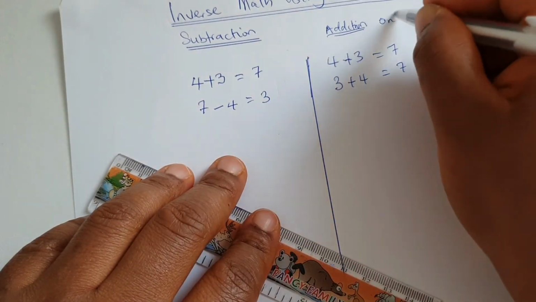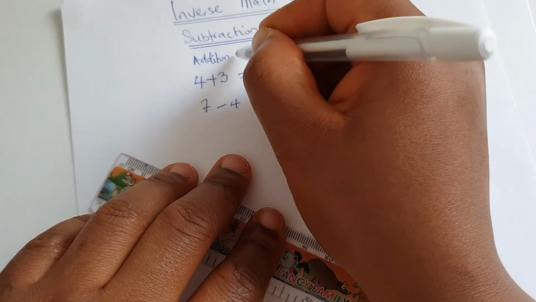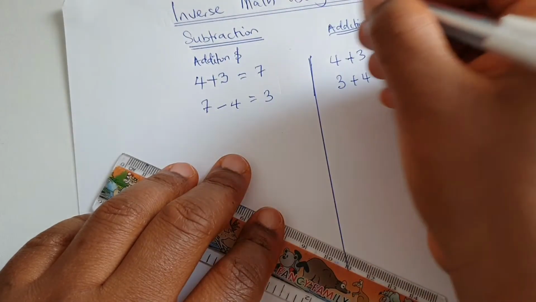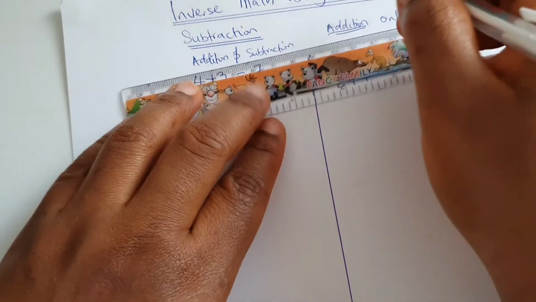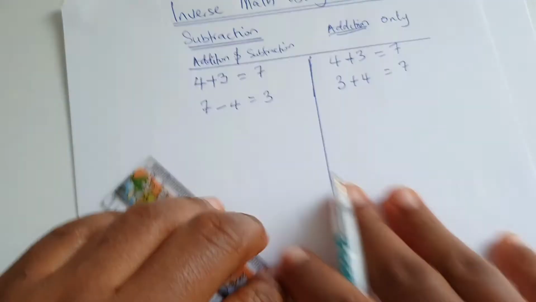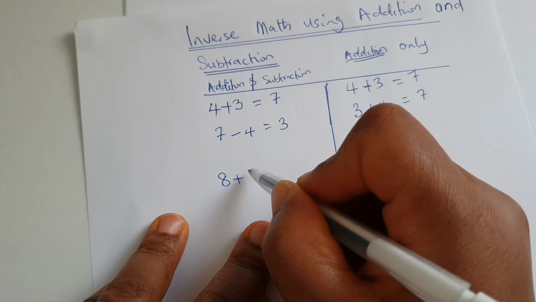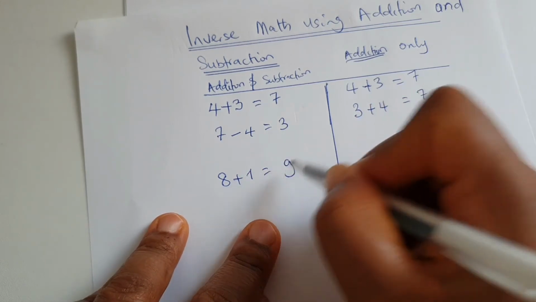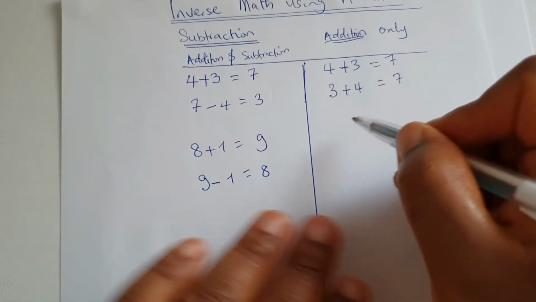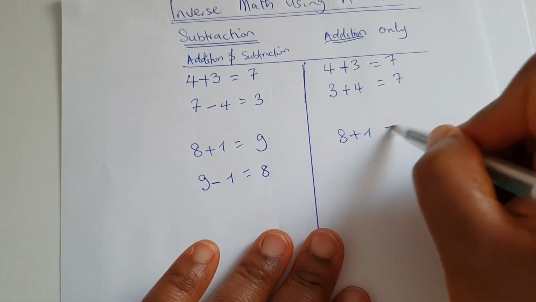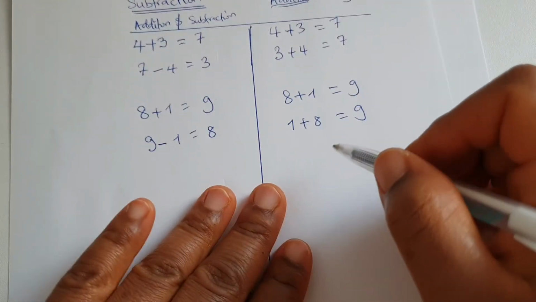Addition only. Then here addition and subtraction. Okay, so I have again 8 plus 1 is equal to 9. Then I have here 9 minus 1 is equal to 8. Then I have here 8 plus 1 is equal to 9, and 1 plus 8 is equal to 9.